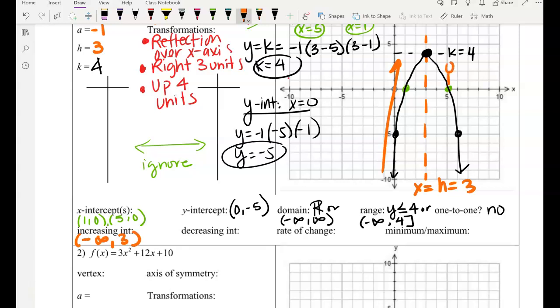Decreasing is when, think of it again, is sliding down, or we are going to have a negative slope. So that's going to be from the h value of 3 to infinity. Rate of change, since this is not a straight line, it's going to vary. It's opening downward, so we will have a maximum at the k value of 4.